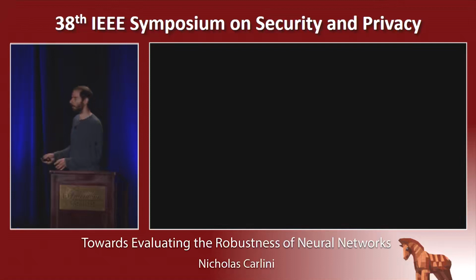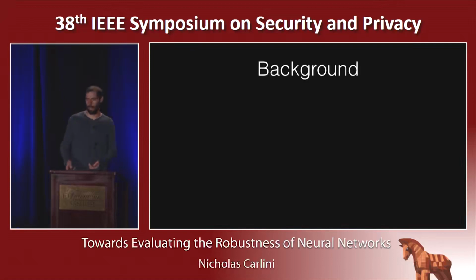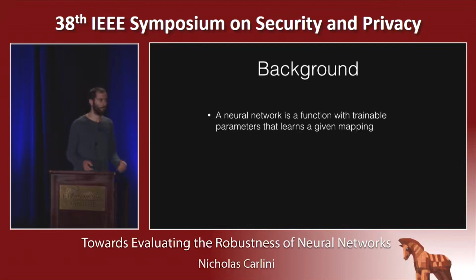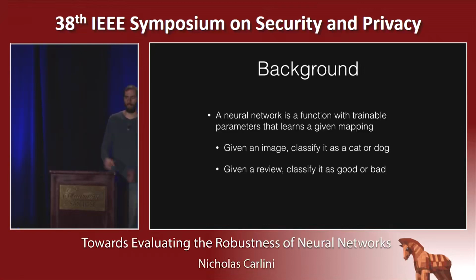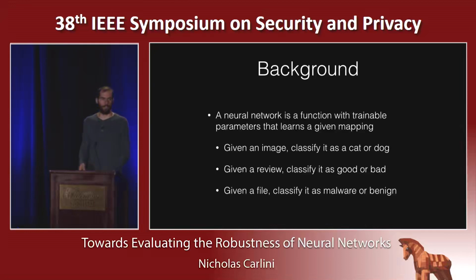For the purposes of this talk, I'm going to be focusing on neural networks, which you can basically think of as a function with some trainable parameters that's going to learn some kind of mapping. So this might be: given an image, classify it as a cat or a dog; given a review, classify it as good or bad; given a file, say it's malware or benign. Neural networks can do many types of things, but for this talk I'm going to look at just the classification side of things. So just neural networks for classification.